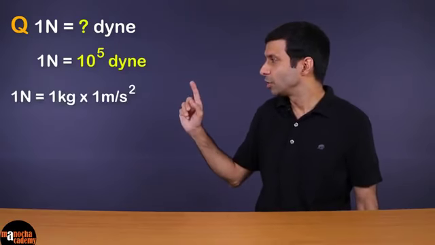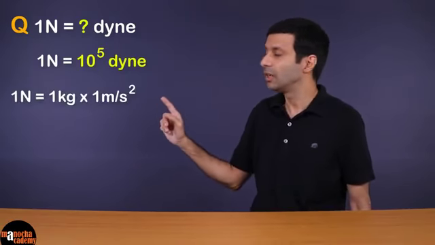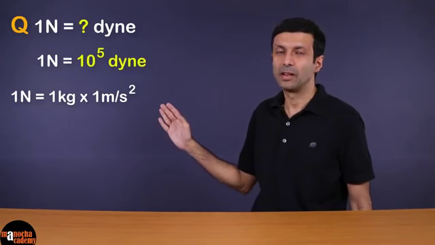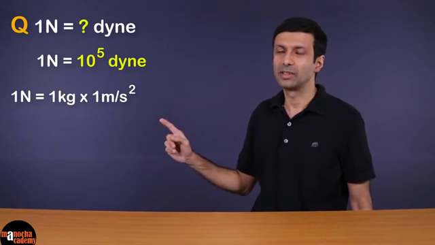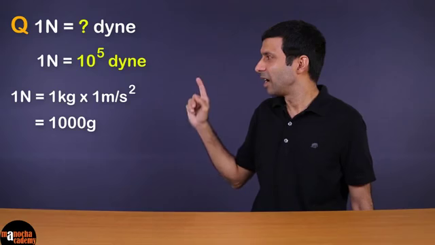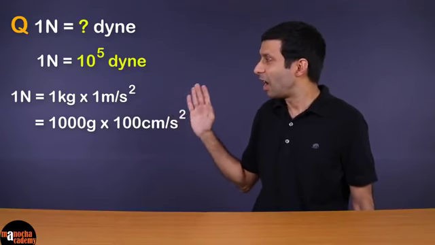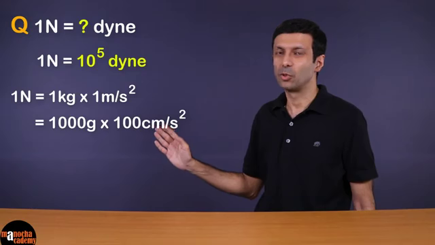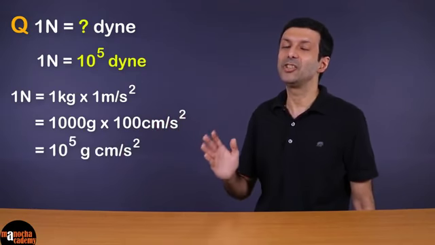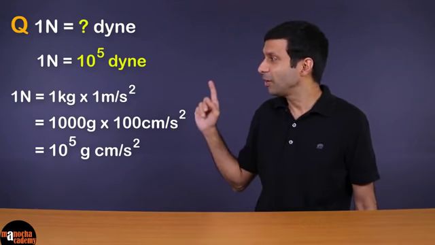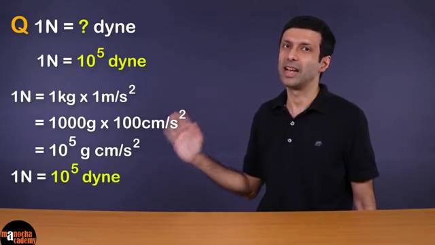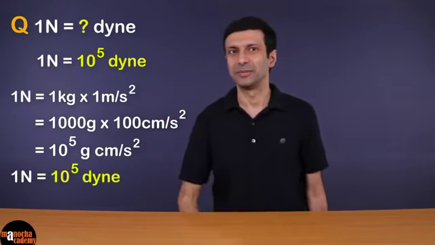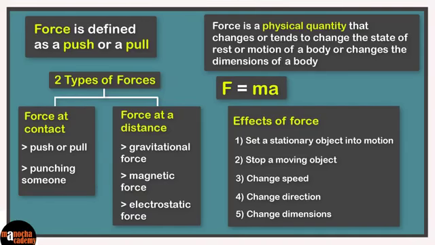So it's pretty simple. You start with 1 Newton equals 1 kg into 1 meter per second square. Now since we want to convert to the CGS units, we need to convert 1 kg to grams. So that's 1000 grams. And 1 meter per second square is going to be 100 centimeter per second square. So if you multiply those numbers, you're going to get 10 to the power 5 grams centimeter per second square. So that's basically 10 to the power 5 dyne, 100,000 dyne.